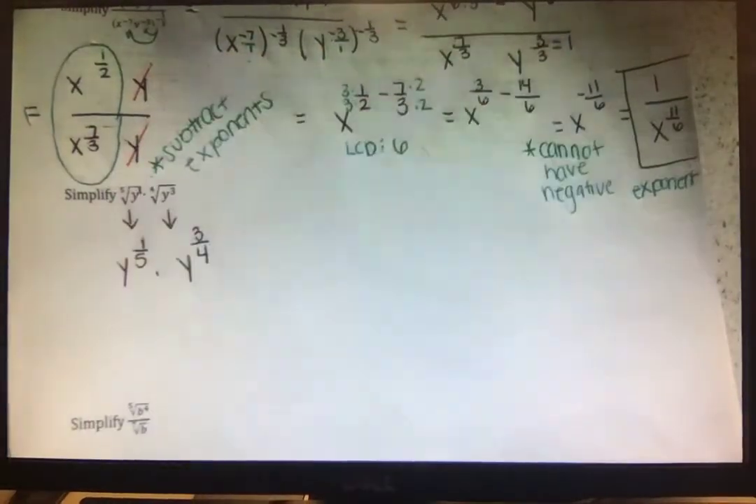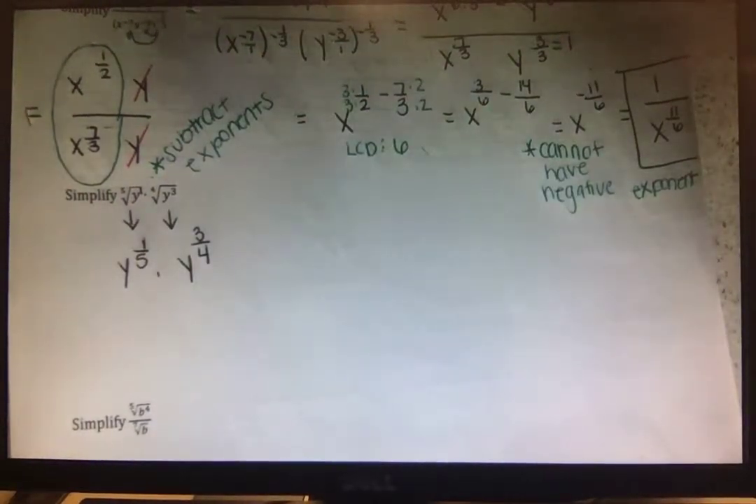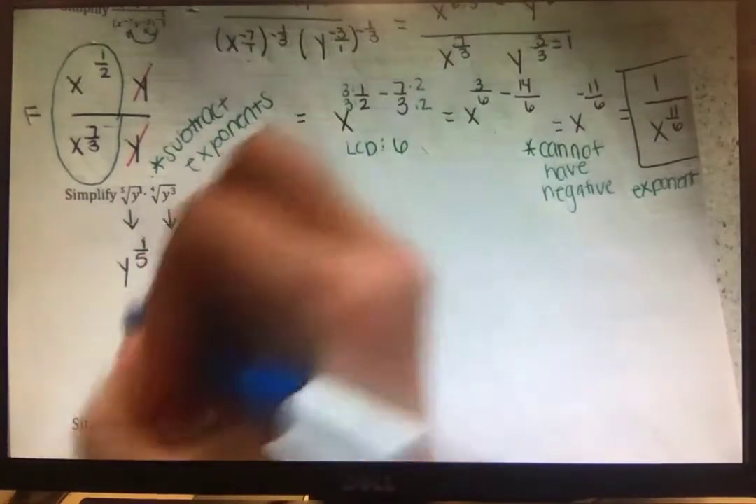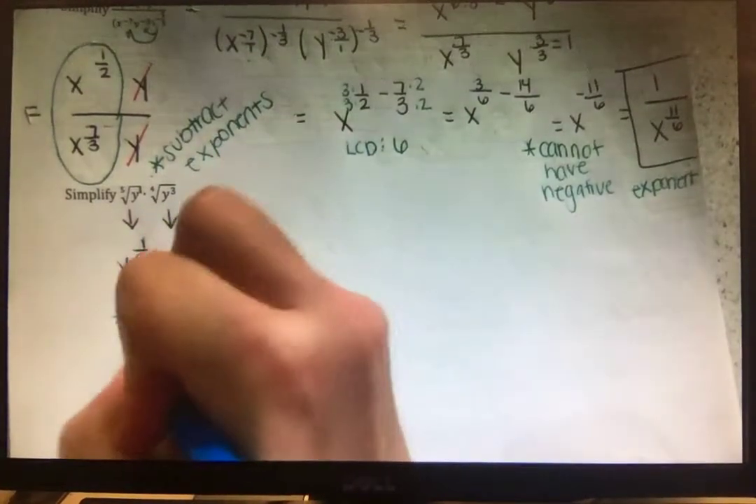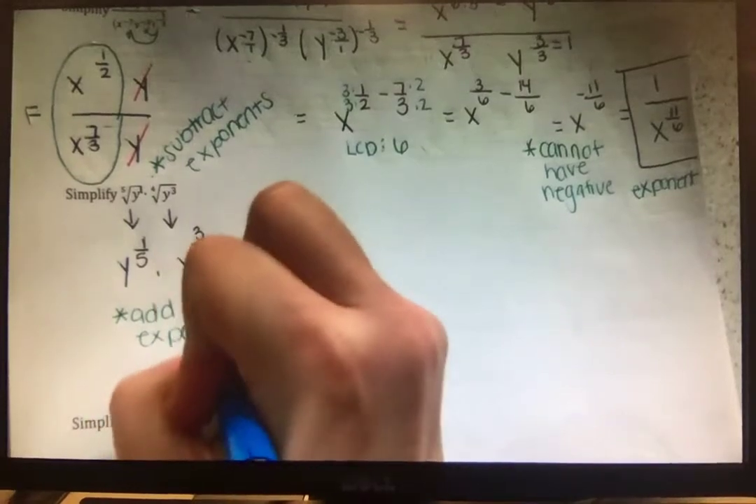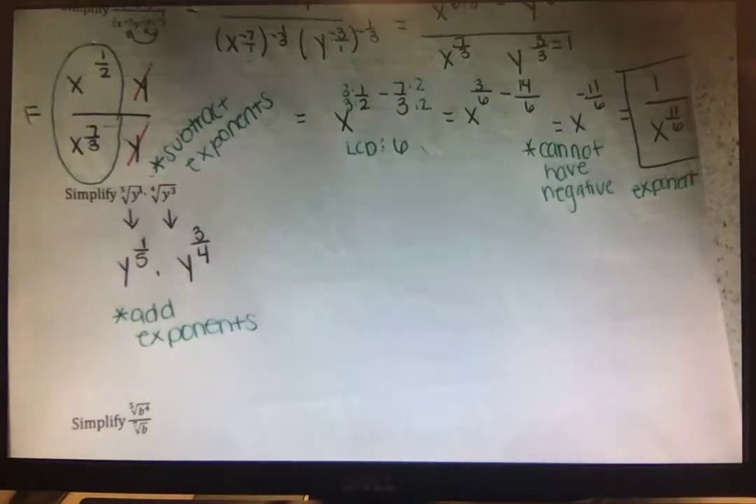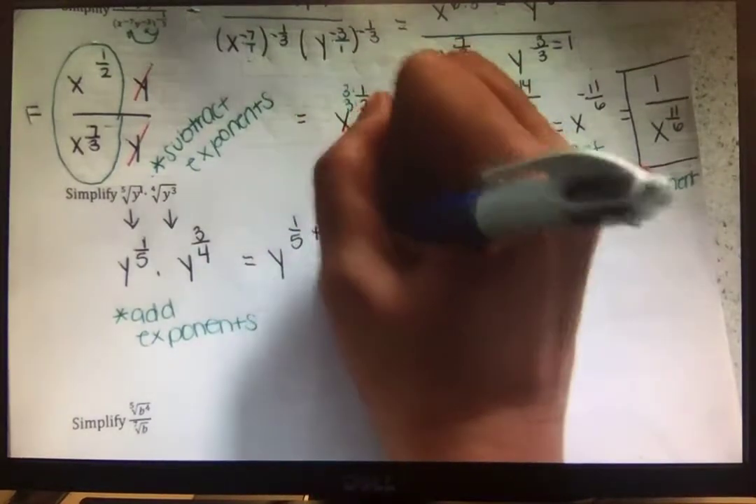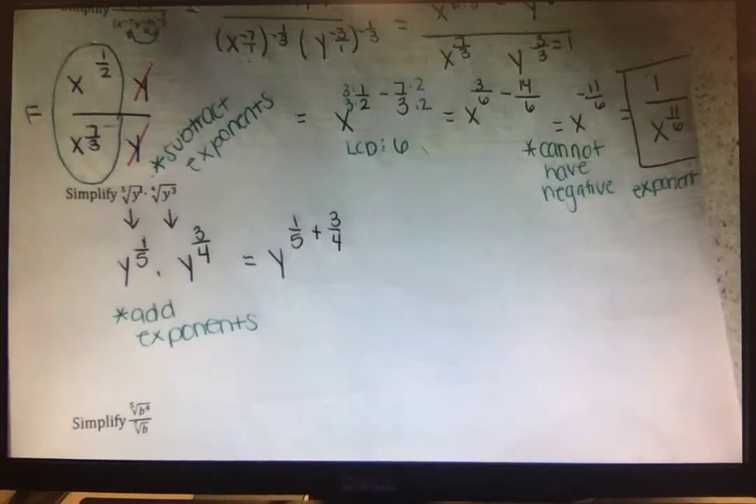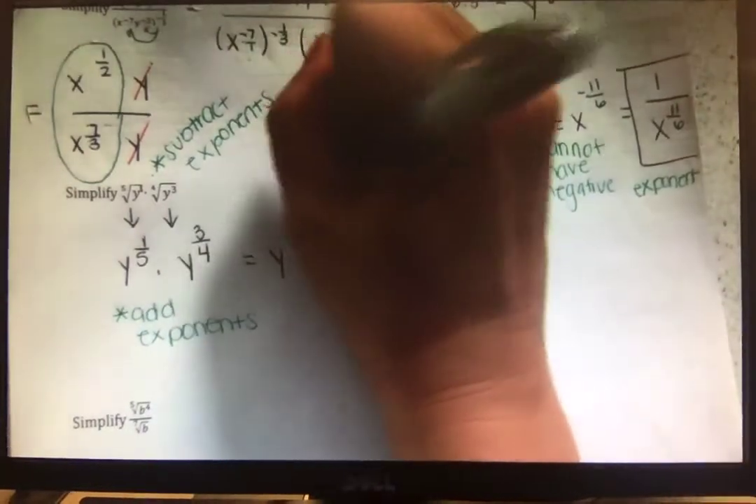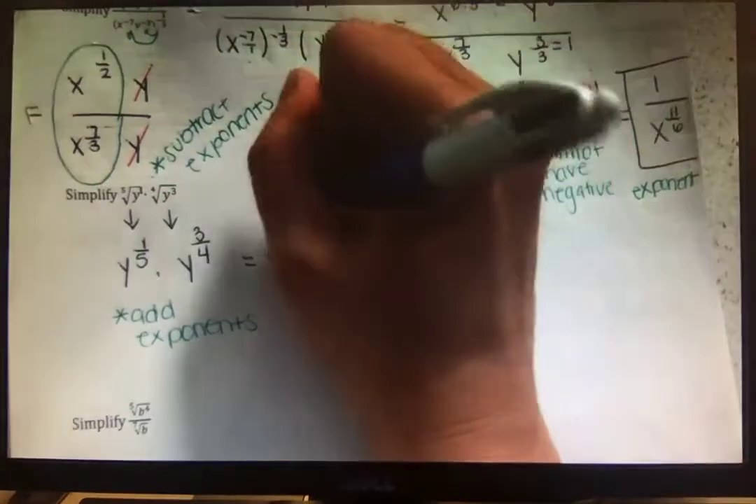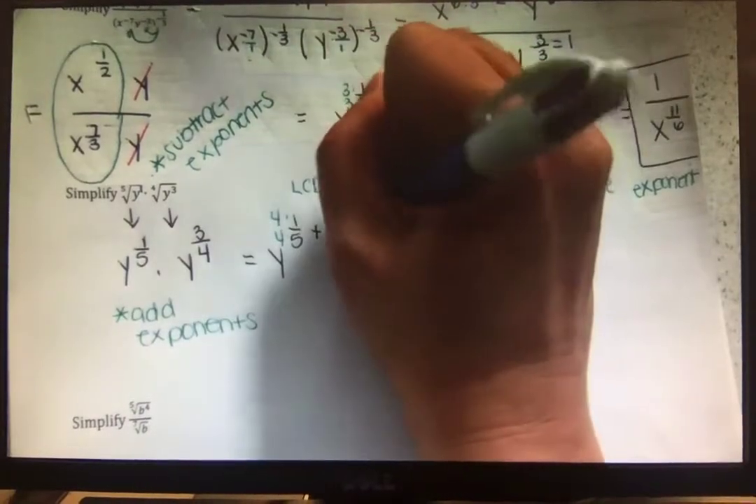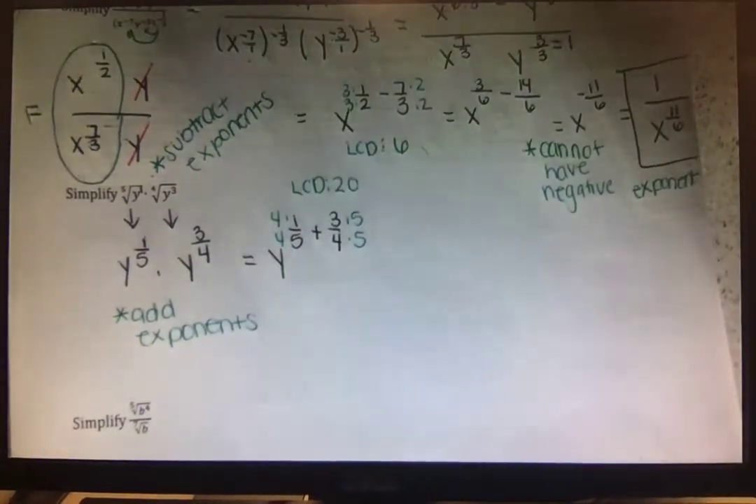They're being multiplied together. So now they're like terms because they're both y's that are being multiplied together. So we are going to add our exponents. And that'll give us y to 1/5 plus 3/4. These are not like terms because we have fifths and we have fourths. So in order to combine them together, we have to get common denominators. So our LCD should be 20. This fraction's missing a 4. This fraction's missing a 5.